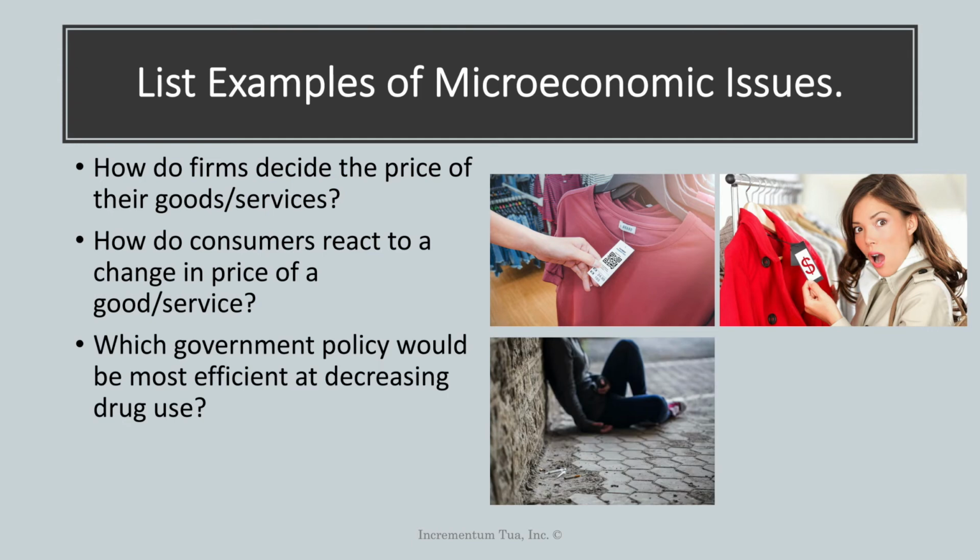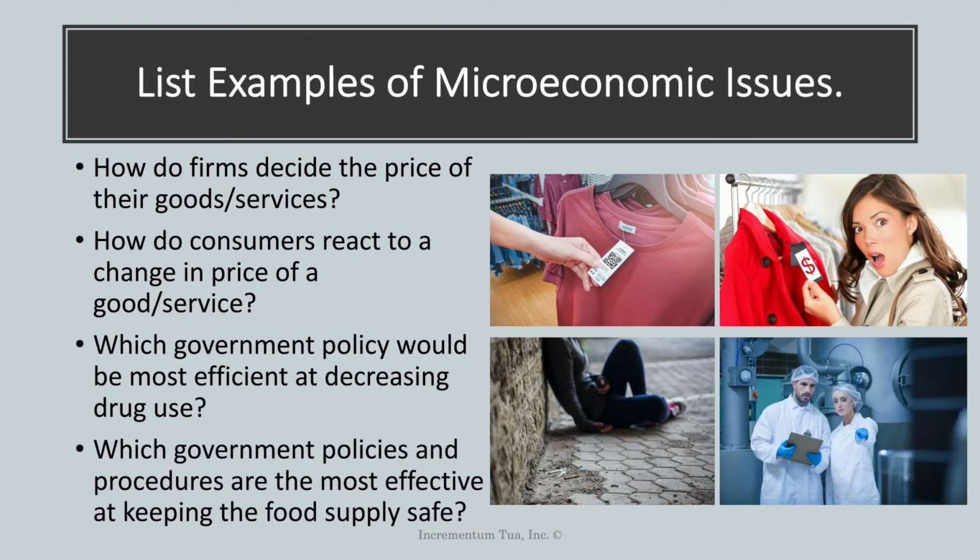Another issue is, which government policy would be most efficient at decreasing drug use? We know that drug use has negative secondary consequences, so there are government offices tasked with answering this question, and then seeing how it can be best implemented at local levels. Which government policies and procedures are most effective at keeping the food supply safe? So again, this would most concern policies and procedures at the FDA, the Food and Drug Administration. So what are these policies that are incentivizing firms involved in food production to keep that food supply safe?